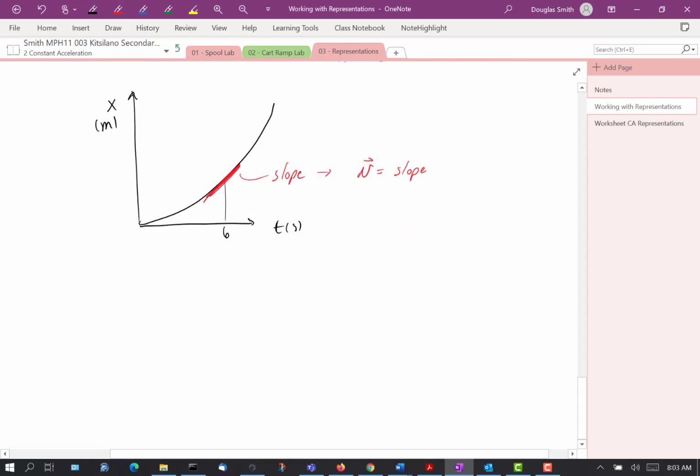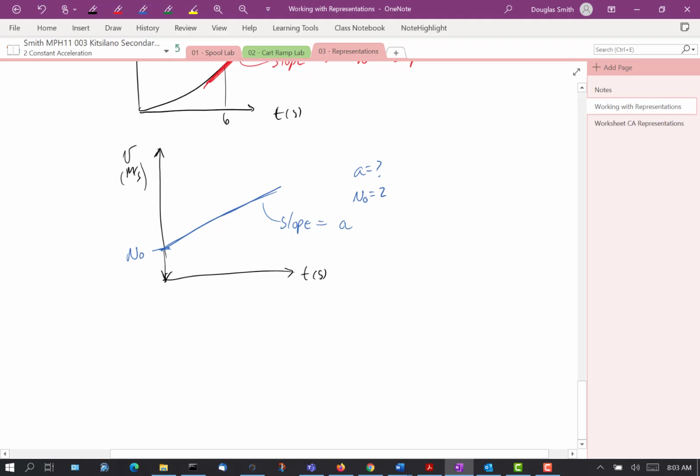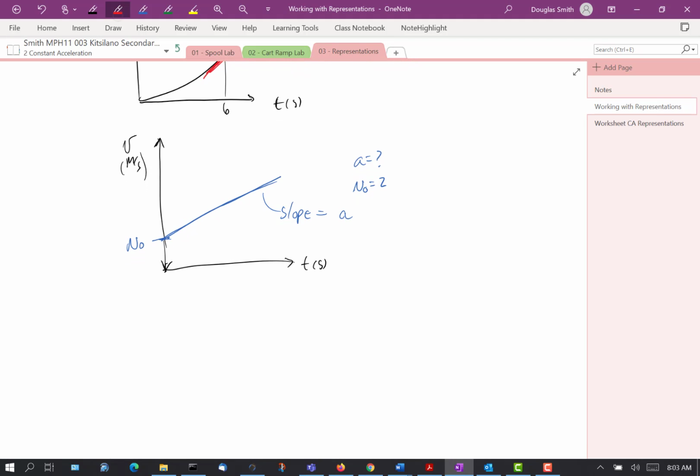You could be asked a question where you are given a velocity time graph like this. And you could be asked acceleration or starting velocity. So if you find the slope, that's equal to the acceleration, and the starting velocity would be that right there. So that's the kind of question you might be asked. You could be asked the displacement of this as well. Maybe if you're asked the displacement, so you'd calculate this area. And that'd be the displacement.